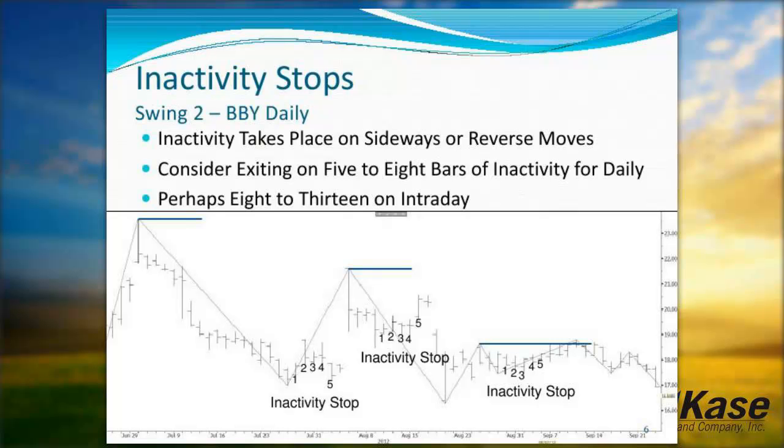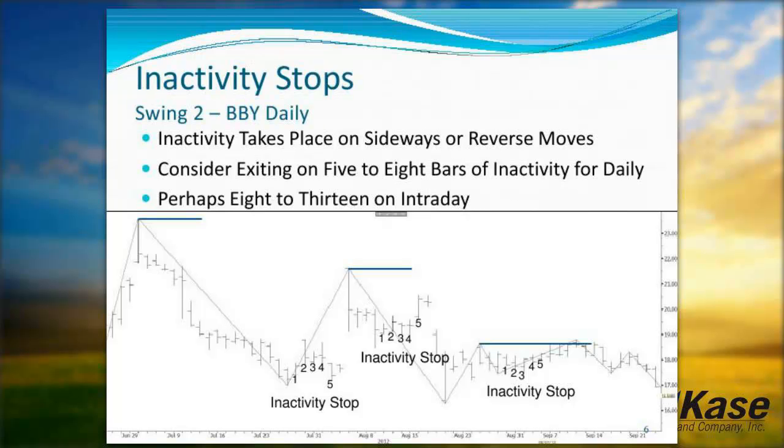And generally, we will look at inactivity stops after 5 to 8 bars of inactivity. Intraday, you might use 8 to 13 bars, give it a little bit of a longer period of time. But on the daily or higher, we usually look at 5 to 8 bars. If the market's been moving 5 to 8 bars against you, like we see here in these examples, basically, if you were short in any of these examples, the market is not moving in your favor. It's not giving you any kind of advantage in the market.